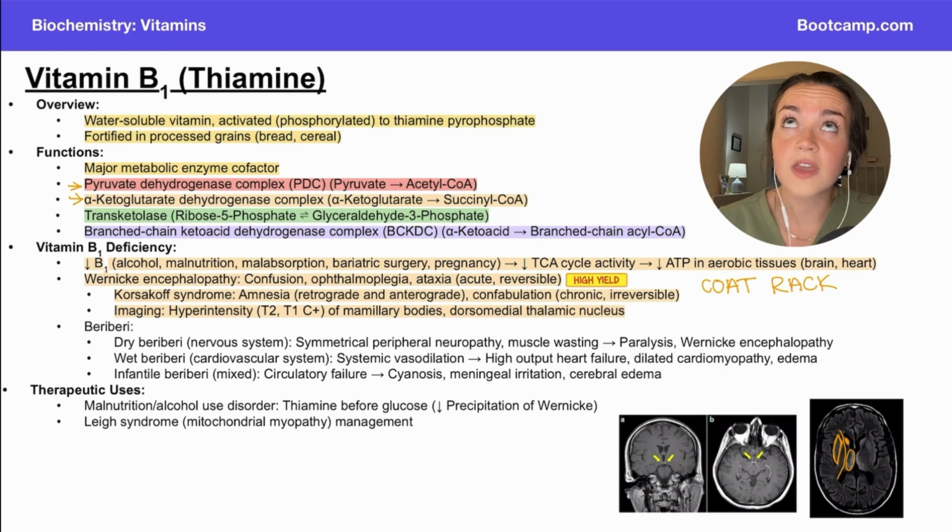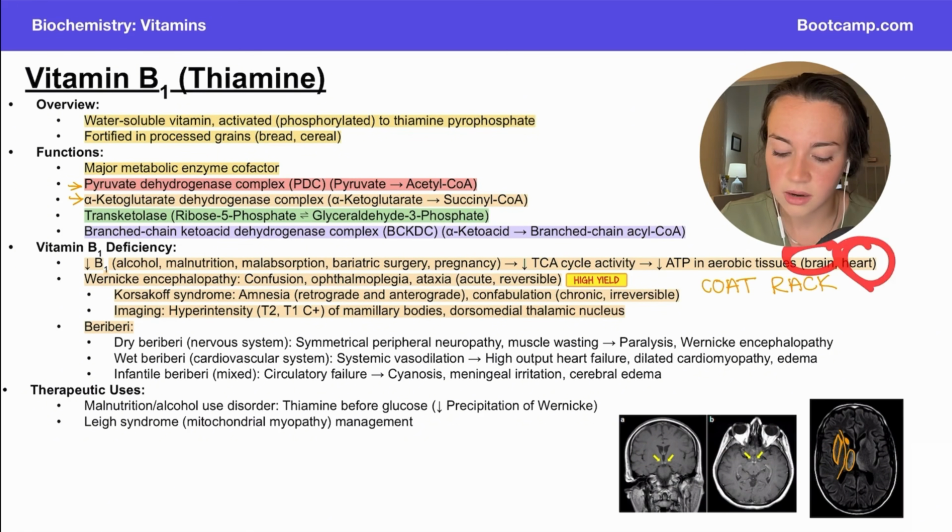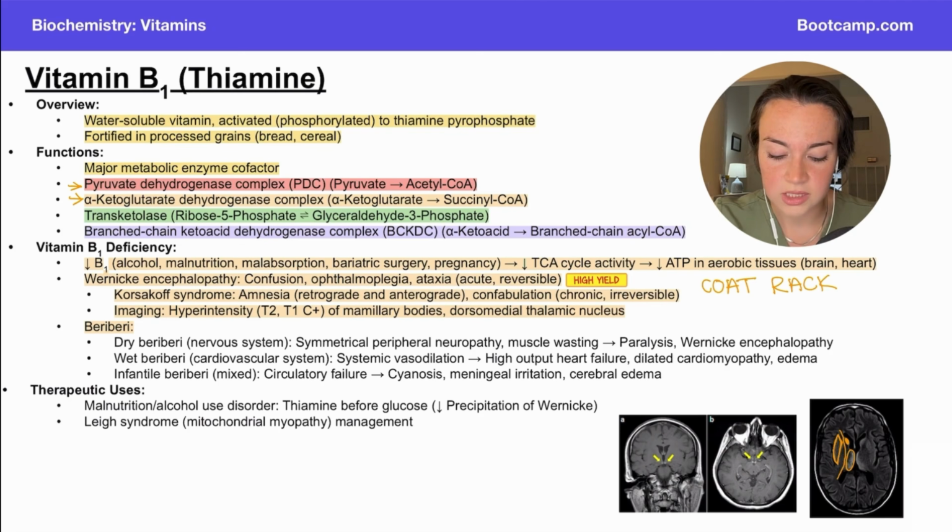There's another family of problems that can arise in a thiamine deficiency, and those are called beriberi. And there's three classifications of beriberi. There's dry, wet, and infantile, or mixed. And they're classified based on the tissues that they affect. Like we said, thiamine deficiency really tends to target the brain and the heart. So dry beriberi is going to have nervous system manifestations. Things like symmetrical peripheral neuropathy and muscle wasting that eventually lead to paralysis, as well as Wernicke encephalopathy.